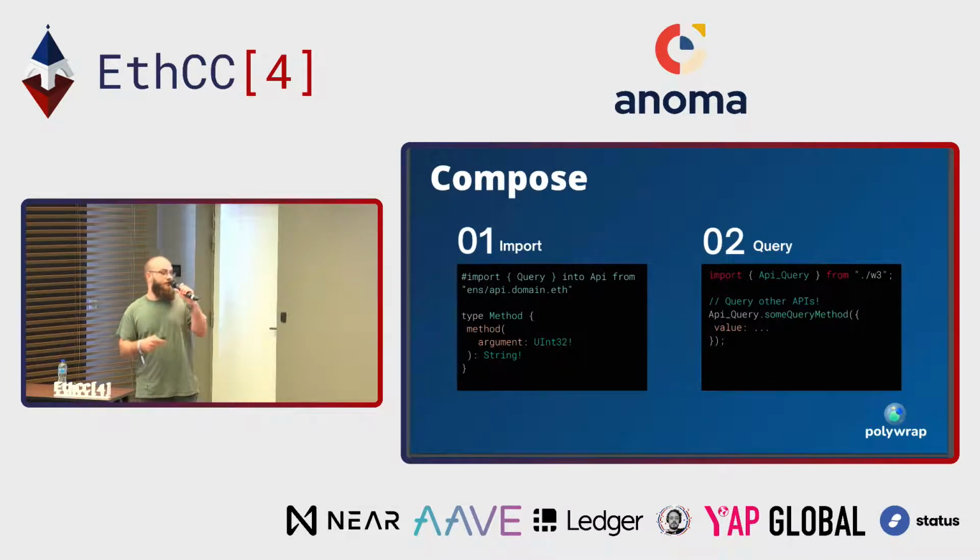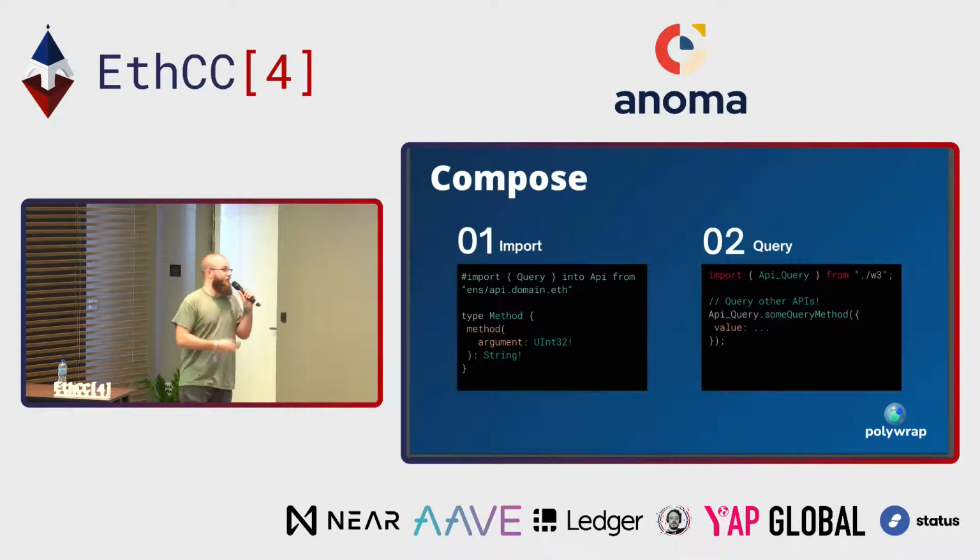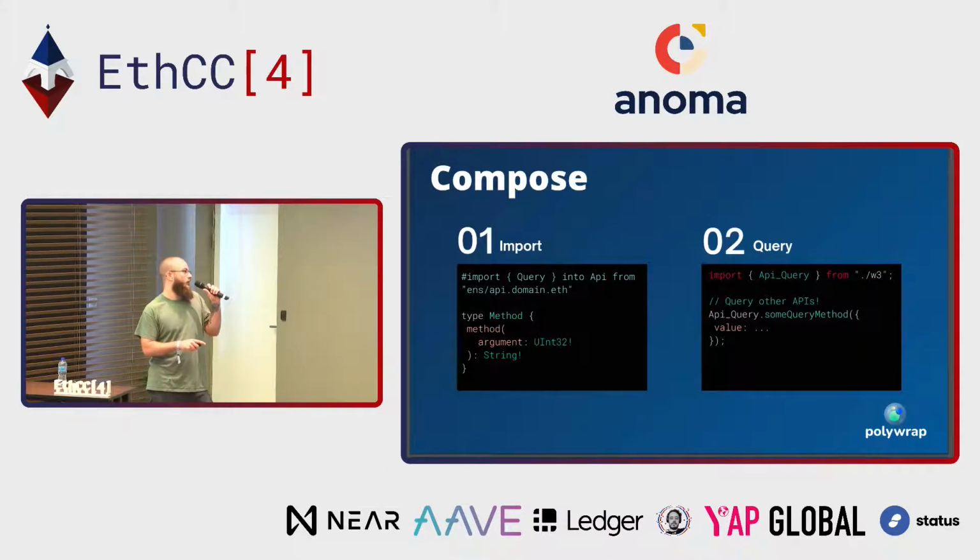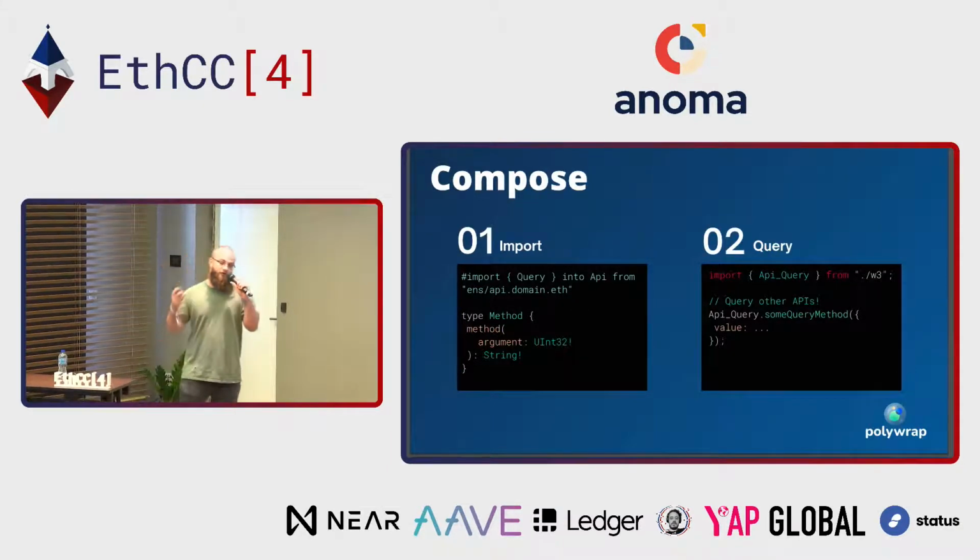So the next step is composing polywrappers. So you can actually import a polywrapper into your own and query it, just like the application was before. And so here within our schema, we do a little import statement. We say import the query type into API, so this is a namespace, from ens/api.domain.eth. So this ENS address points to a polywrapper, and the toolchain will actually go out and fetch that schema and add it into your WebAssembly code and say, hey, you're trying to query this polywrapper.